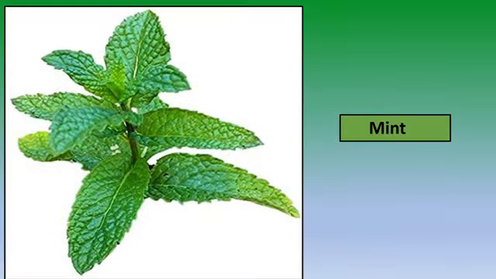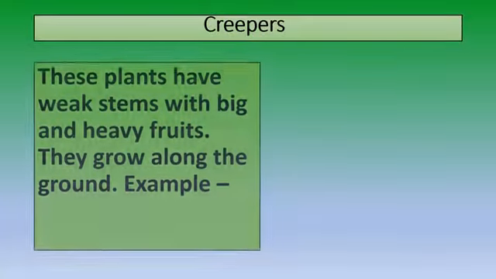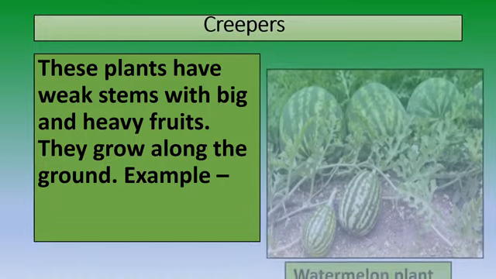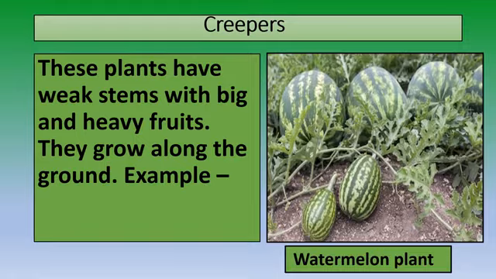Now let's have a look at a few more examples of herbs. Grass, mint, which is also a herb. So children, all small plants with soft and green stems are known as herbs. Now let's learn about creepers, which are also a part of the small plant family. These plants have big stems with big and heavy fruits. They grow along the ground. For example, the watermelon plant.